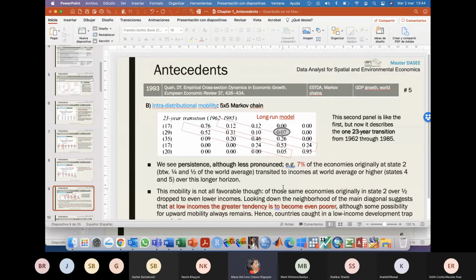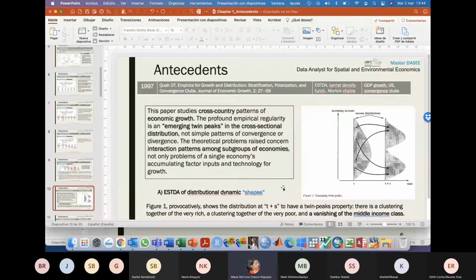So it is curious how Quah reached these conclusions and the methods that he employed. Here we have another Quah paper. It was published in 1997 in the Journal of Economic Growth. It was entitled Empirics for Growth and Distribution: Stratification, Polarization, and Convergence Clubs.